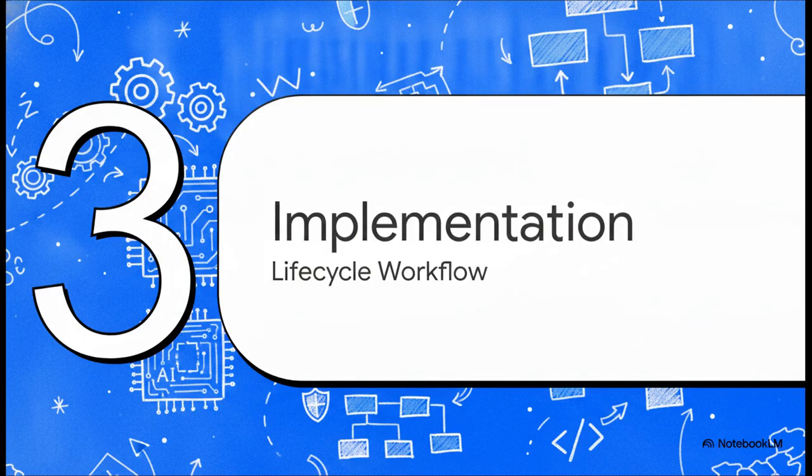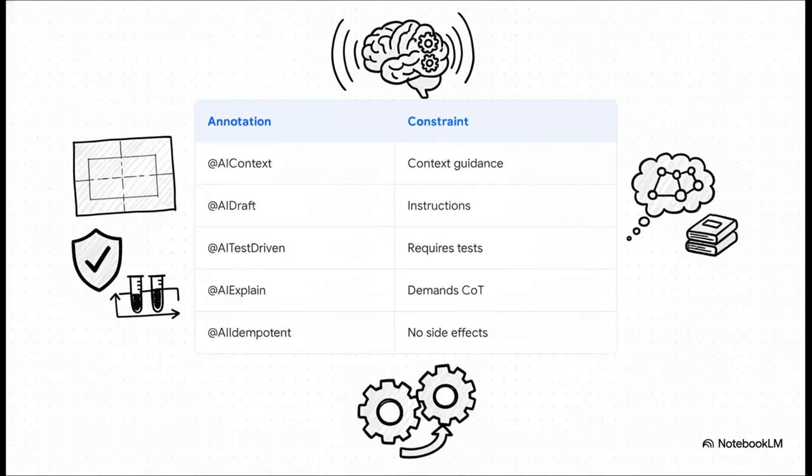All right, Section 3, Implementation and Lifecycle Workflow. We've mapped out our constraints, so let's explore how to actively guide the AI's workflow. These workflow tags act as direct, source-controlled prompts. @AI Context gives positive or negative guidance on which external libraries to favor or avoid. @AI Draft leaves instructions for the AI to finish an incomplete class.